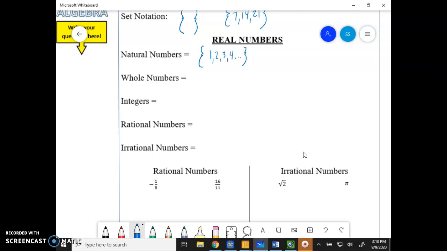Alright, and then whole numbers, this was a big discovery in math, was the idea of 0, right? What about the person who doesn't have any goats or chickens? So the only difference here is that 0 is included here. But then it just goes 1, 2, 3, 4, and just keeps on going. Okay? And then integers.